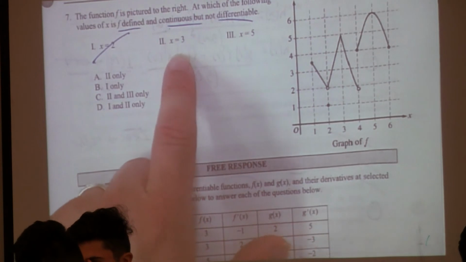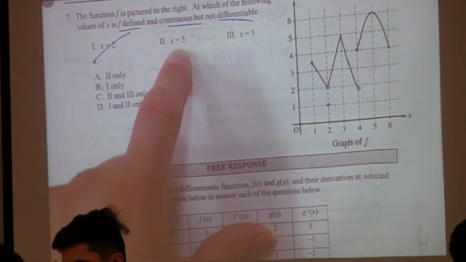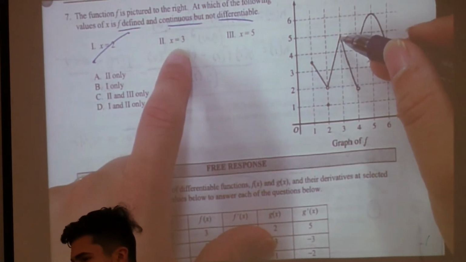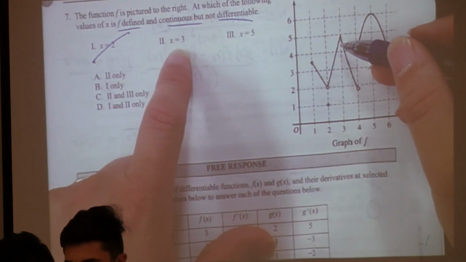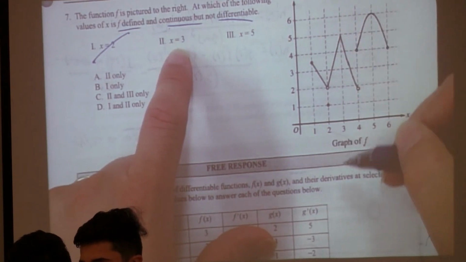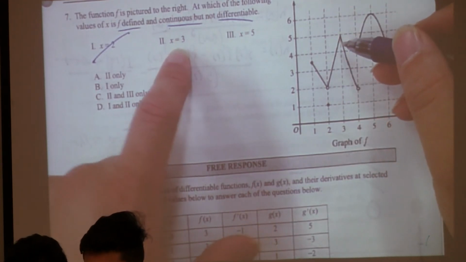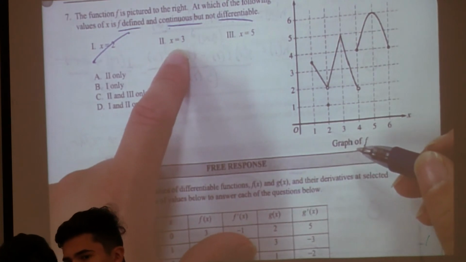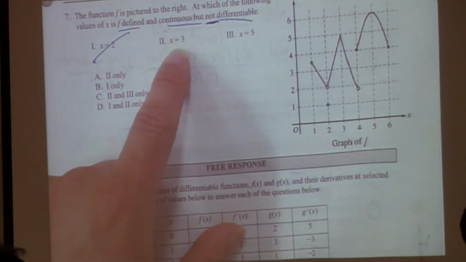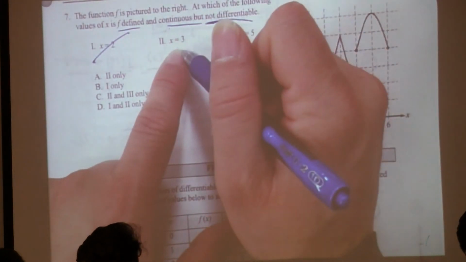Okay. The next one, is it defined at 3? Yes. Is it continuous at 3? Yes. You can just grab both sides. It is continuous at 3. But is it differentiable? No. Do we want it to be differentiable? No. It says not differentiable. So is this a keeper? Yes.